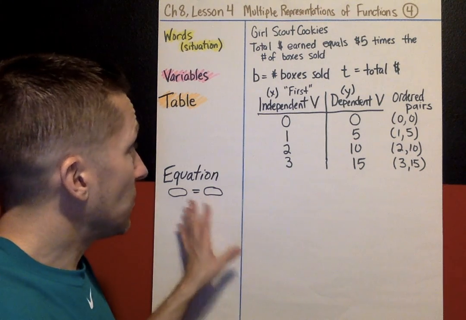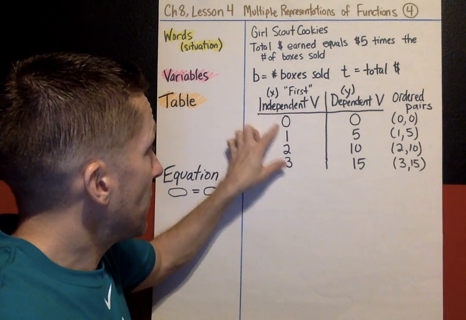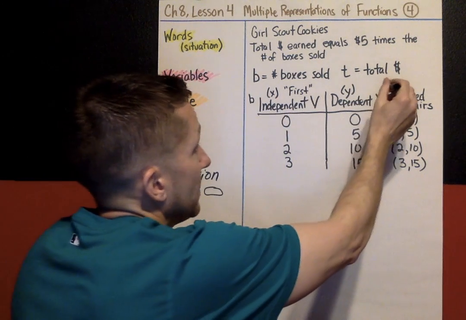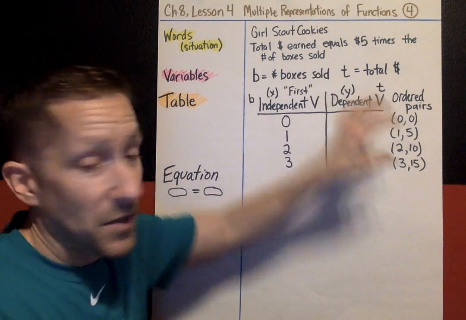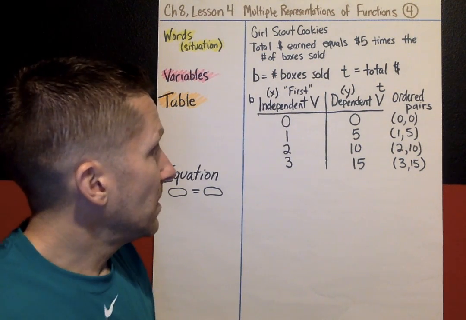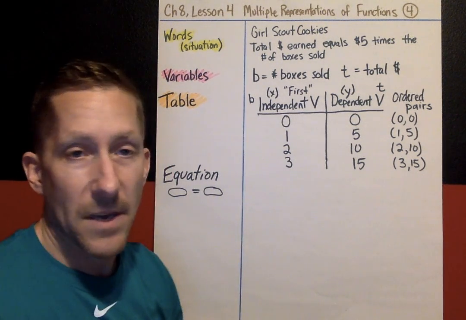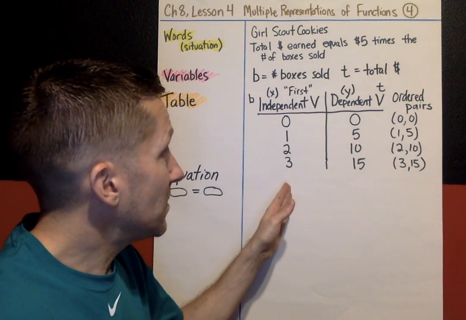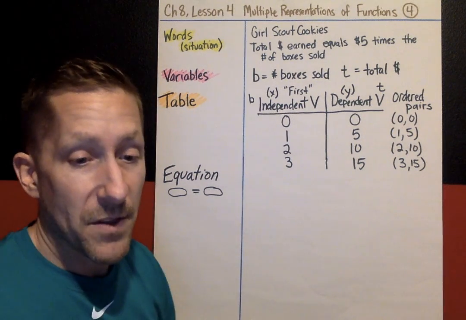So an equation also has a rule to it. So if this is our independent variable, the number of boxes sold, so I'm going to put a B right here because we used B for this one, and this was the T, the total. Okay, those were our variables in this situation. What's the rule here? What's our equation? What if we sold 6 boxes of cookies? What's our total going to be? What's the rule that gets us our total? Well, if we sell 6 boxes of cookies times 5, that's going to give us our total. So our total would be 30.